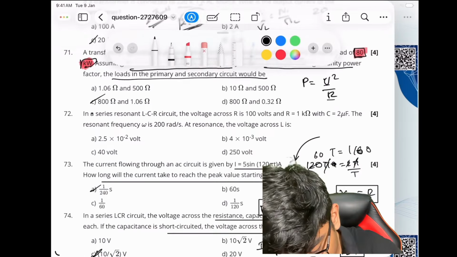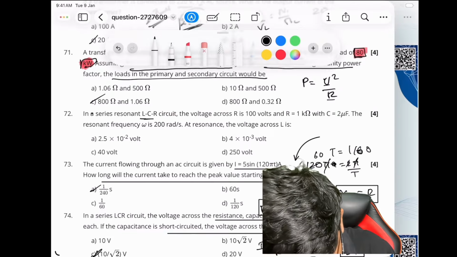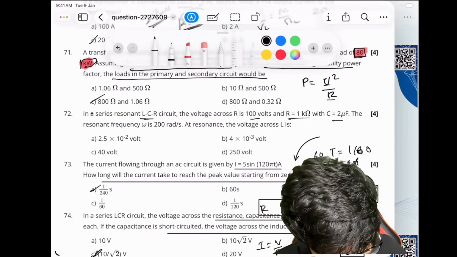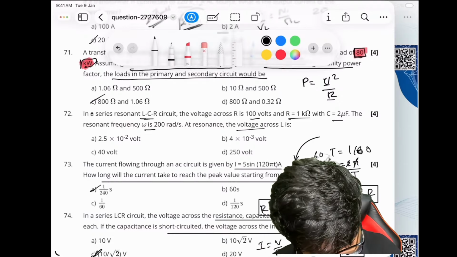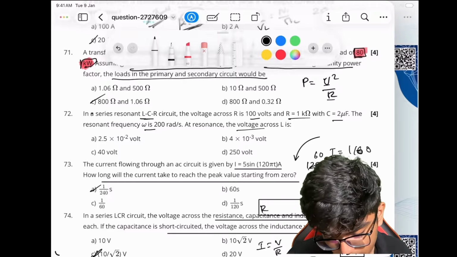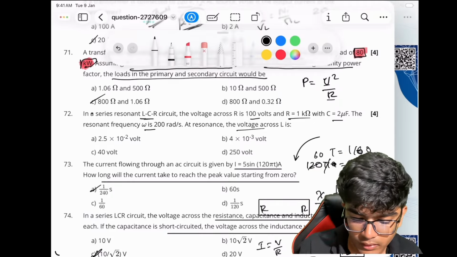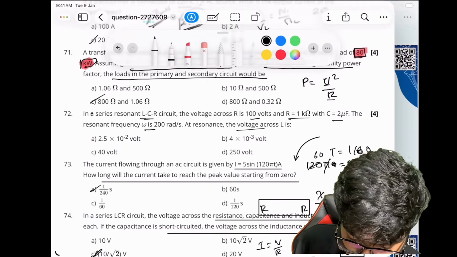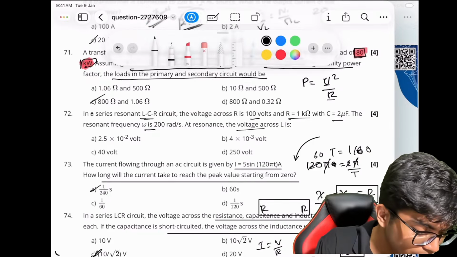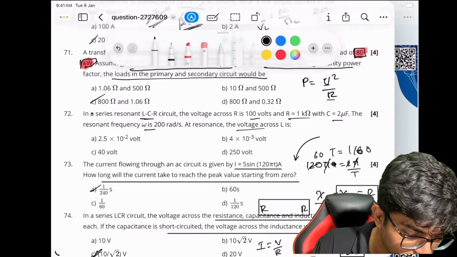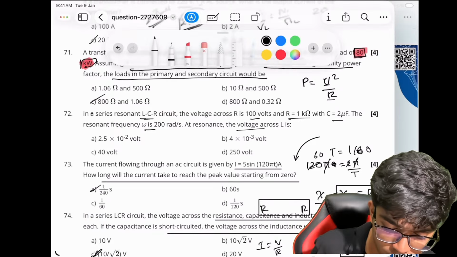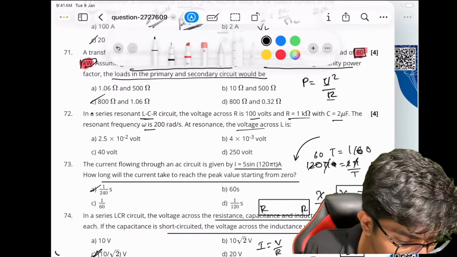In a series resonant LCR circuit, 100 volts, 1 kilo ohm, capacitance, omega is given. At resonance, the voltage across L is the voltage across the inductance. 1 by C omega is equal to L omega, correct? Fine. Omega square is equal to XL into X.